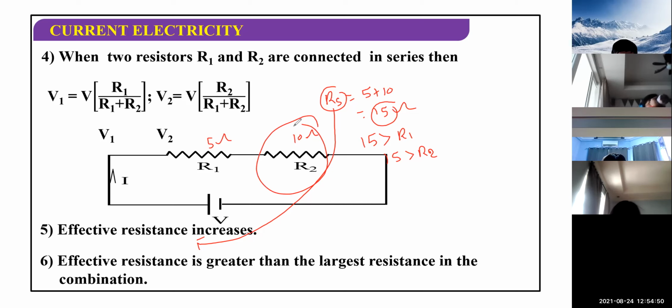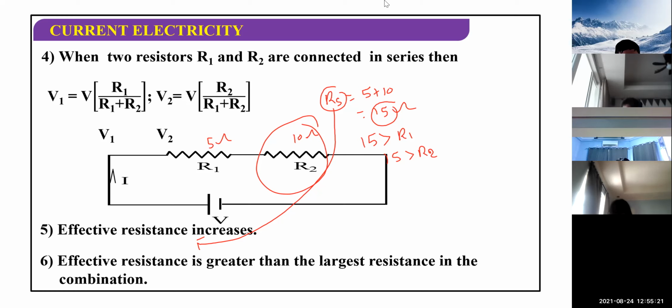So the total resistance, effective resistance, equivalent resistance in series combination, its value will be greater than the highest resistance given in the circuit. So 15 is greater than 10. 15 is greater than 5. So in series combination, that is the drawback of the series circuit. The total resistance increases in a series combination. If resistance increases, you know what is the effect on the current?